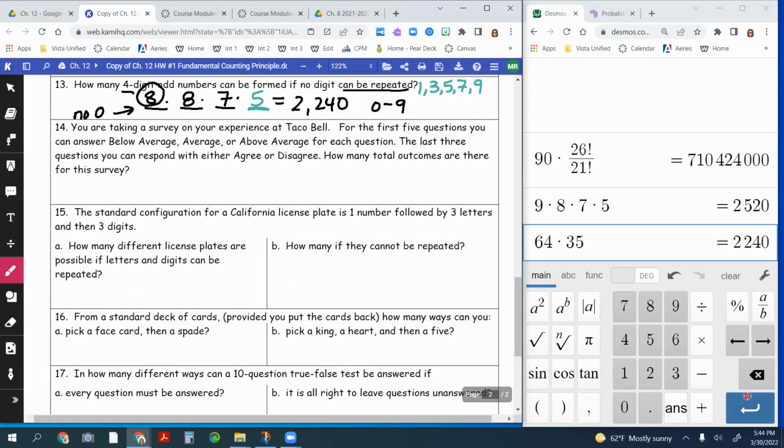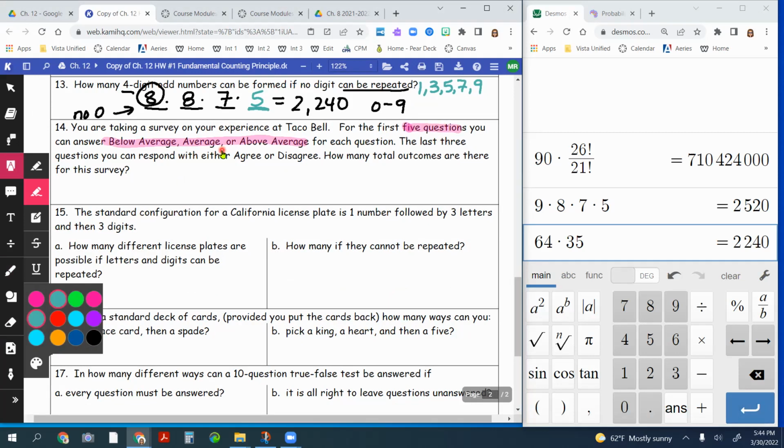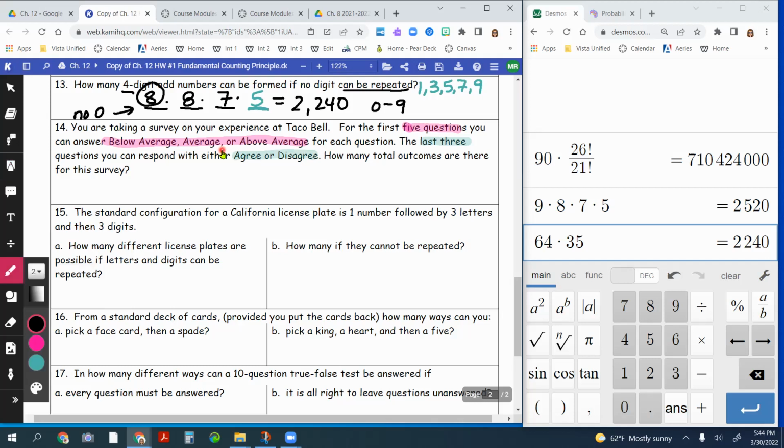You are taking a survey on your experience at Taco Bell. For the first 5 questions, you can answer below average, average, or above average. So below average, above average, or average for the first 5. The last 3, you either agree or disagree. How many outcomes are possible?